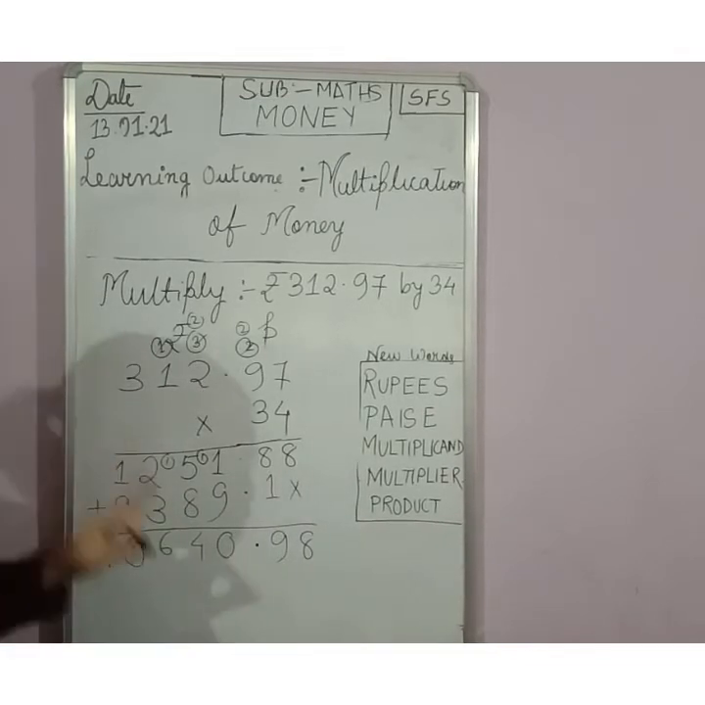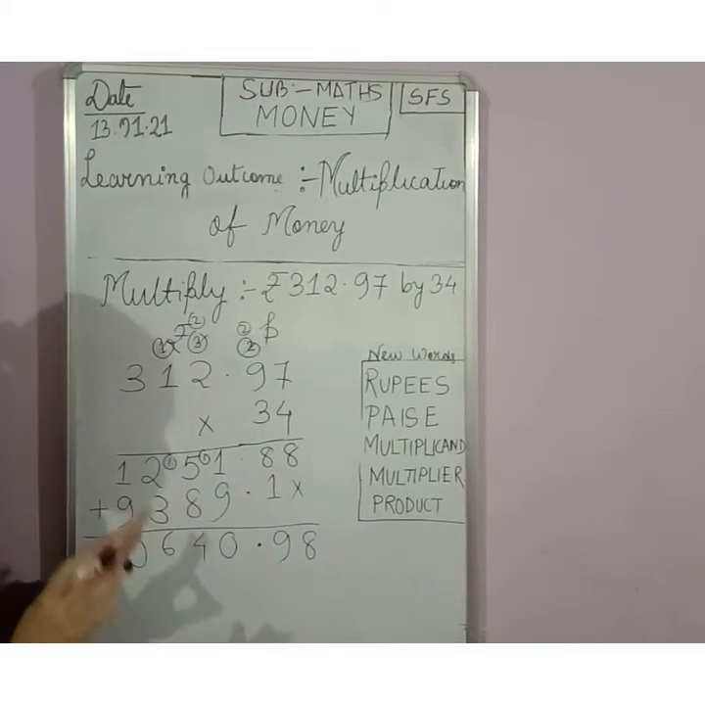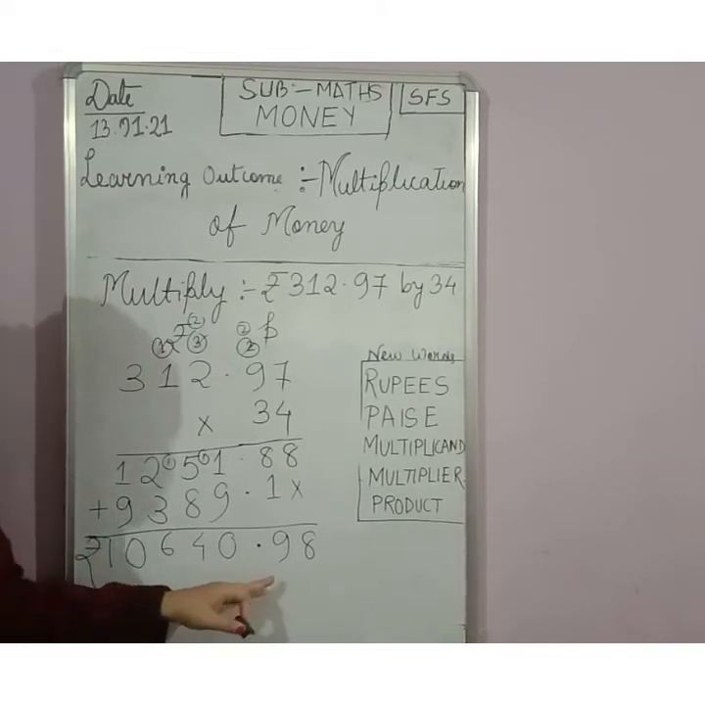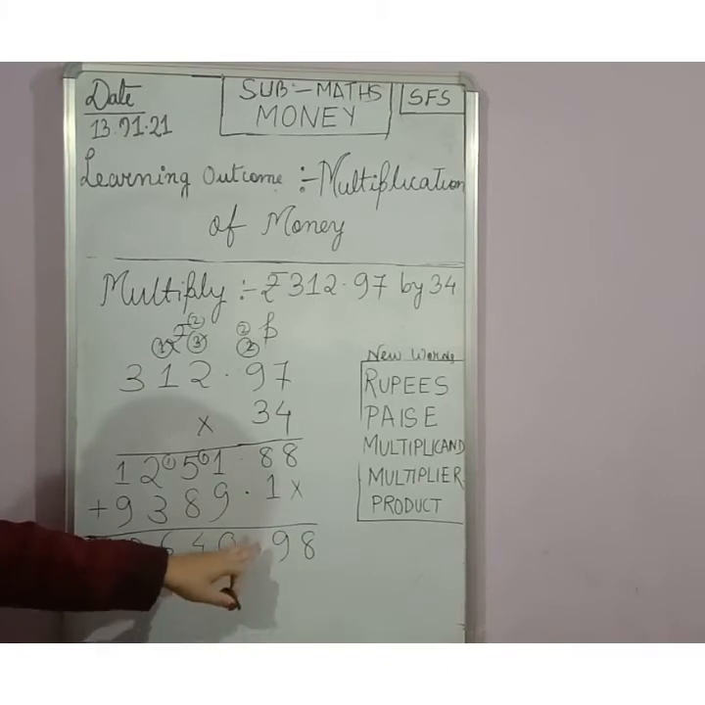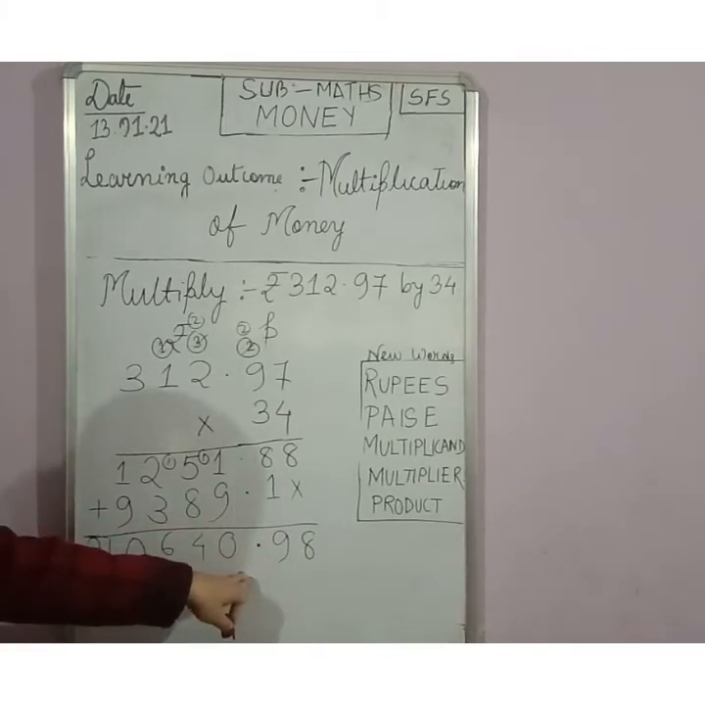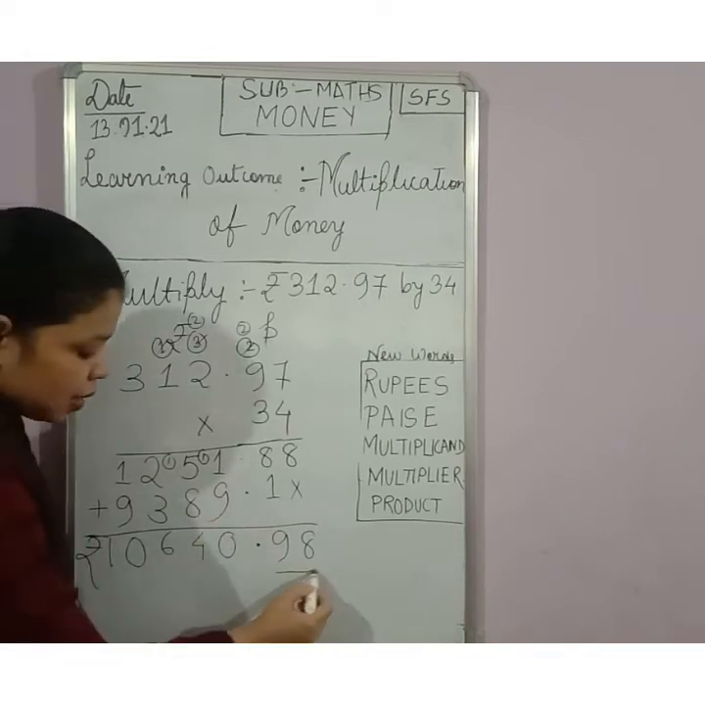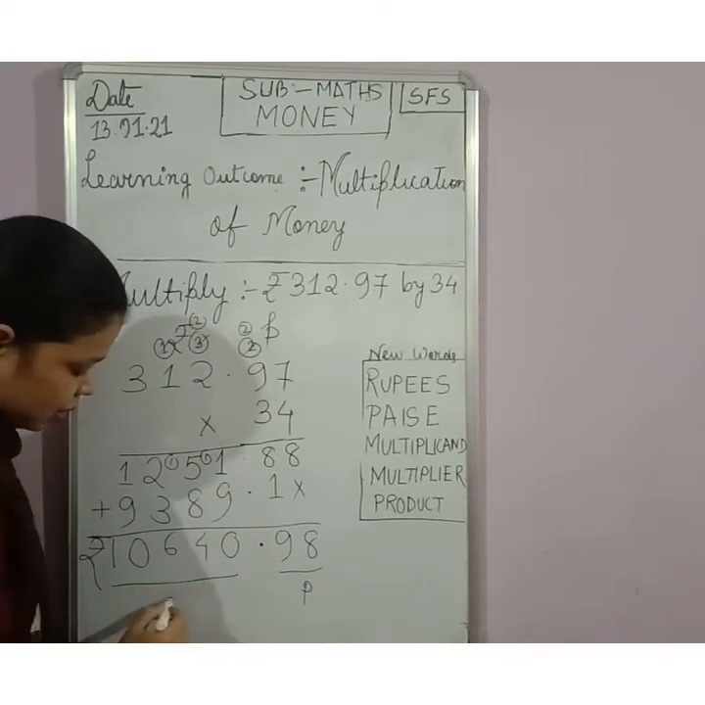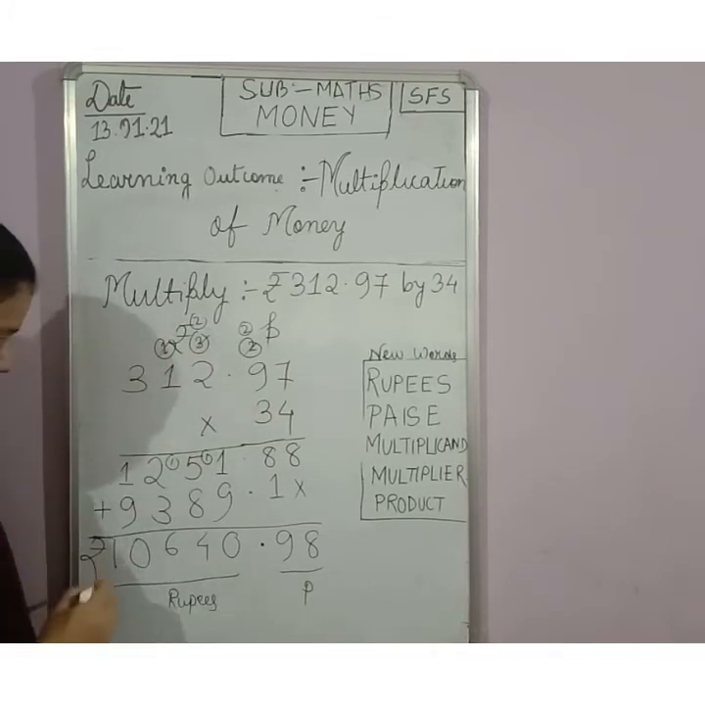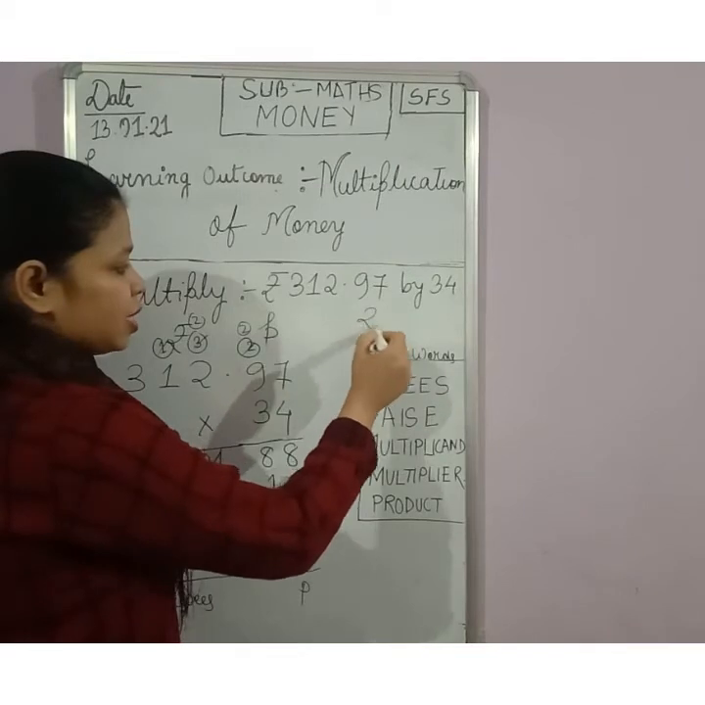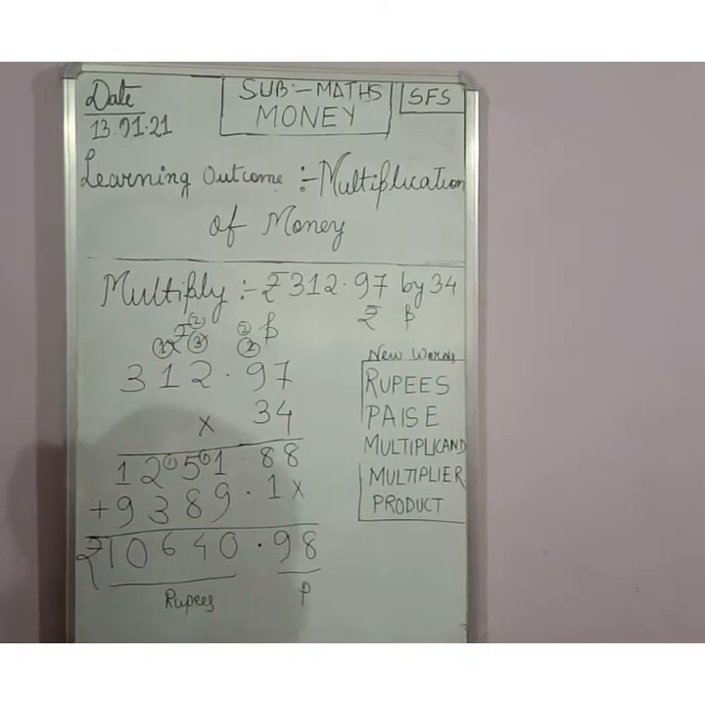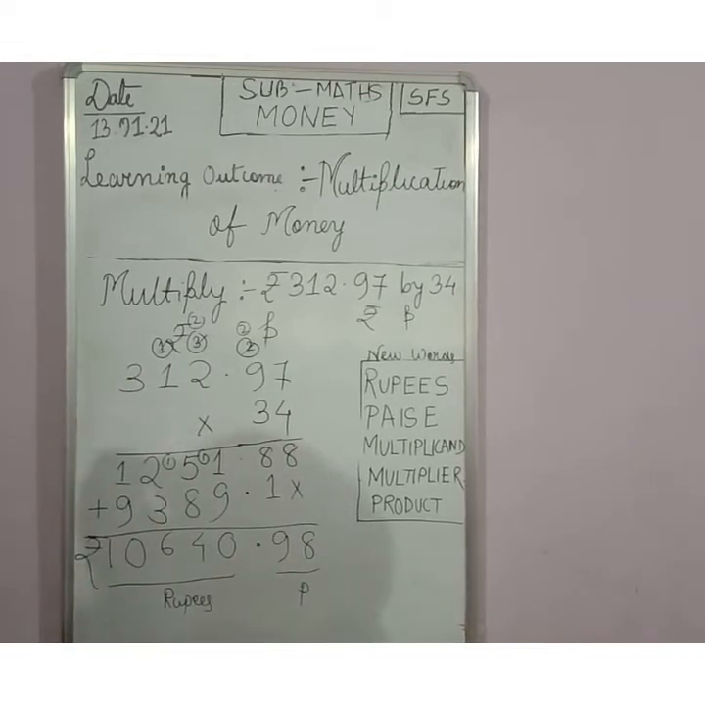10640.98. Now what symbol you will use here, what sign you will use here? You will use the rupee sign, because we don't have to put the paise sign here, because when the rupee sign is given in front of a number and a decimal point is there, that means we know that this is paise and this is rupees. Okay, and the sign used for rupees and paise, we already know it is rupee sign, and the small p for the paise sign. So children, in this way we can multiply money.